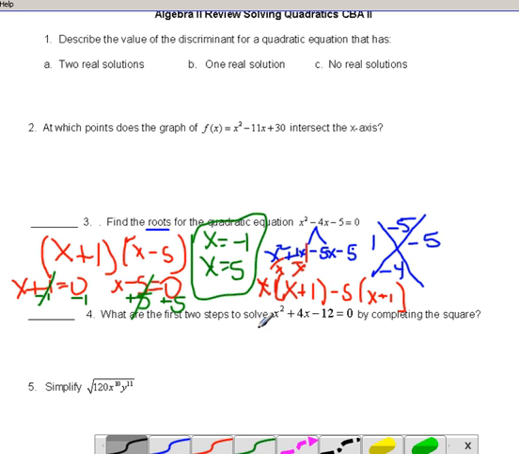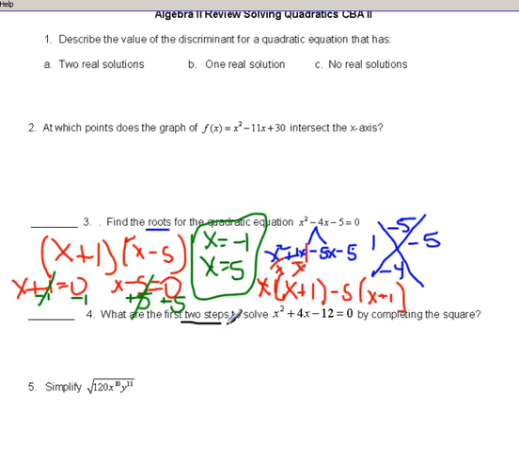So let's just do the first 2 steps. Well, let's first see, we have to know if this is a perfect square or not a perfect square. So take your 4 over 2 squared. Does your c, -12, equal 4 over 2 squared? And the answer is no. So that means you have to use that step 2 where you add the constant to both sides.